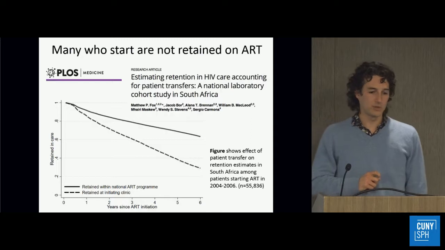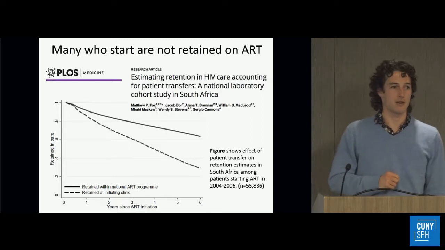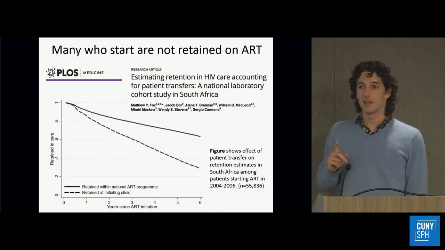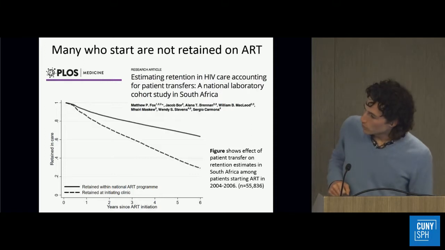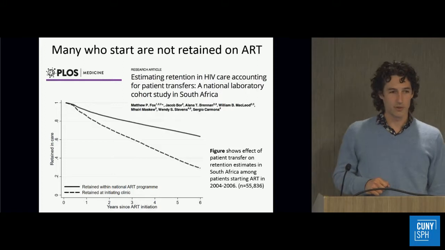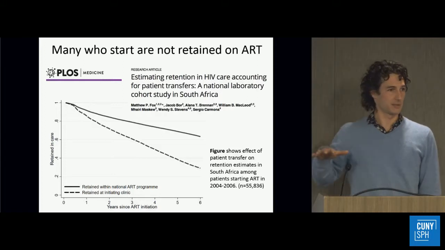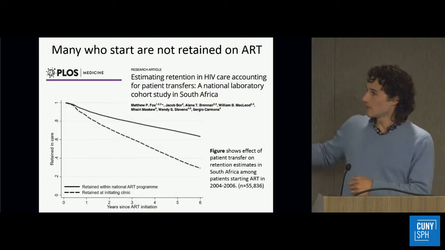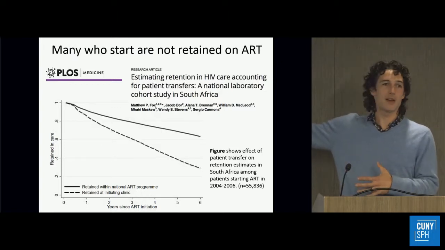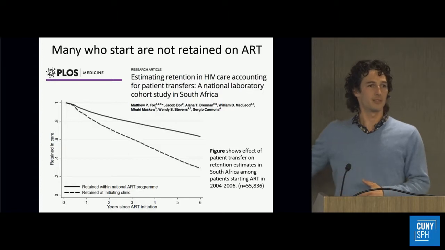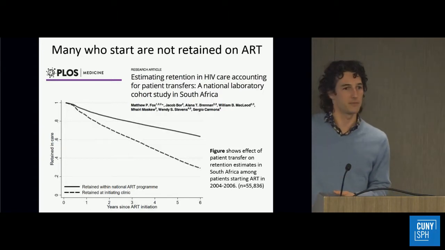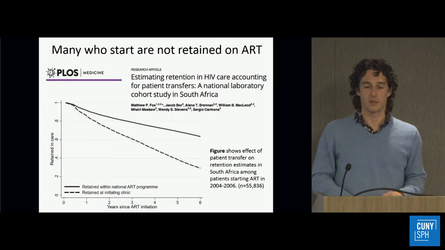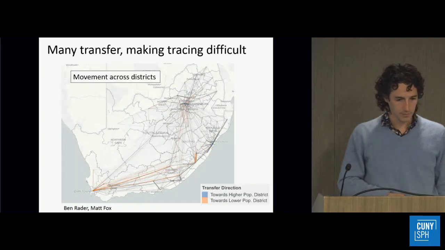We find that many who start are not retained in care, but the dotted line shows you those that are retained at the initiating clinic, and the solid line shows you those who are retained within the whole healthcare system, because we observe when people transfer to other clinics. And so even though things aren't great, they're better than people had thought previously, because most other studies are just showing you the dotted line, and we're able to actually follow people up when they go to another clinic. This shows you some of that movement across the country.